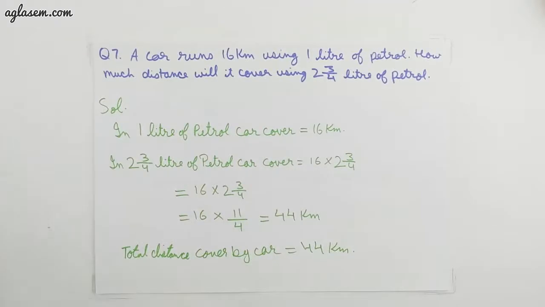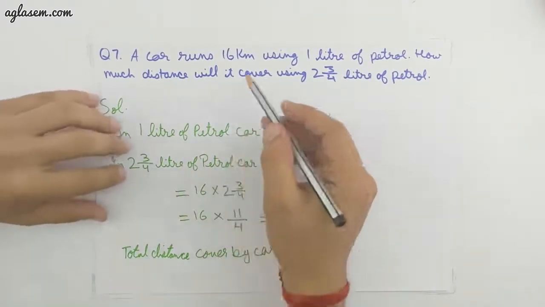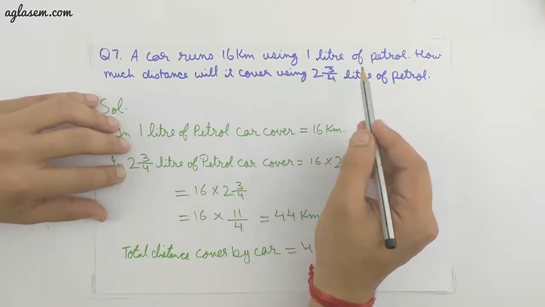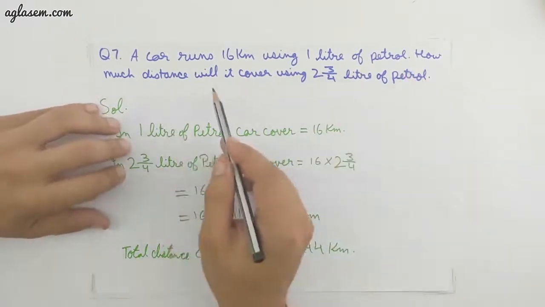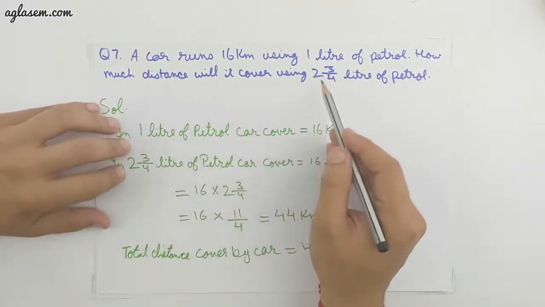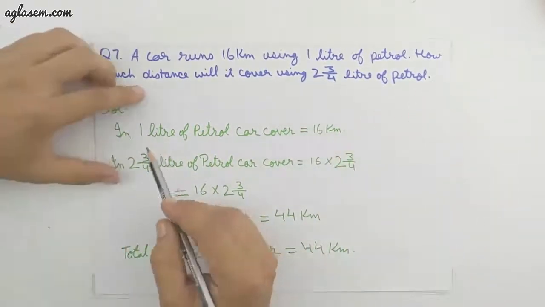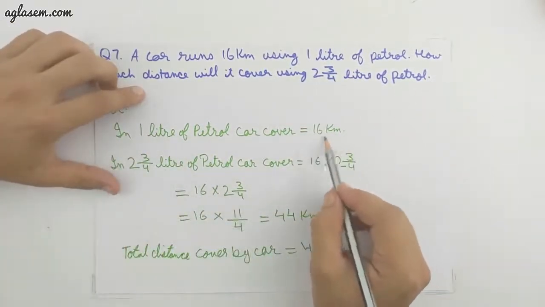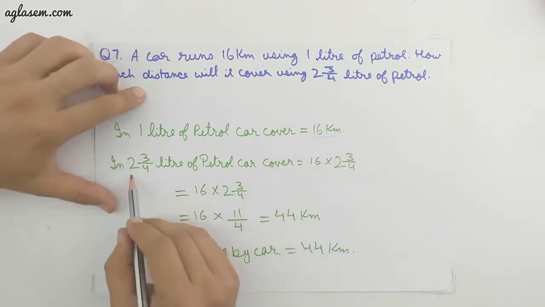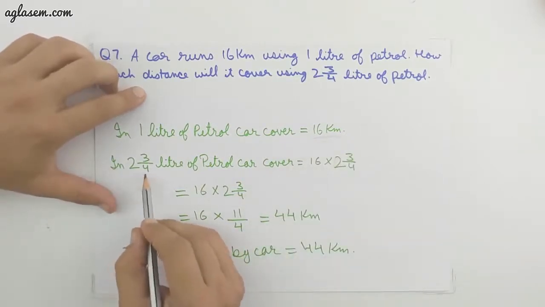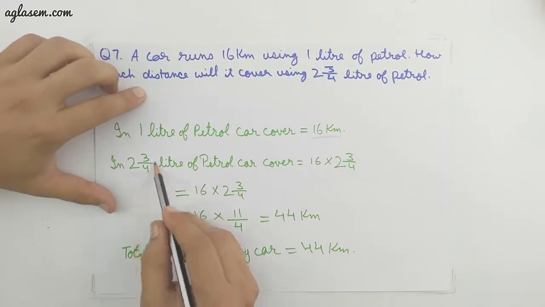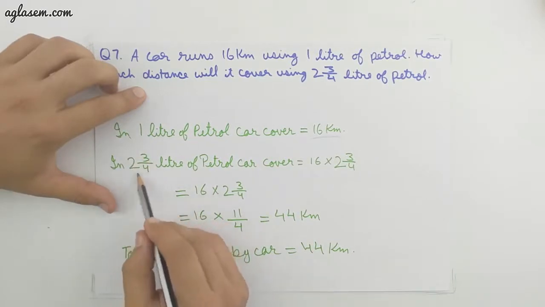Moving to the 7th question of this exercise, which is: a car runs 16 km using 1 liter of petrol. How much distance will it cover using 2 whole 3 by 4 liters of petrol? So let's calculate. In 1 liter it covers 16 km. So for 2 whole 3 by 4 liters, which is a mixed fraction, we have to find how many kilometers it will cover in this much petrol.